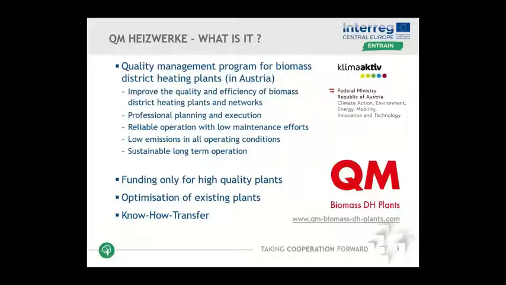This program is funded by or part of the Klimaaktiv series of programs in Austria by the Ministry for Climate Action and Environment and so on. The basic idea is to have funding only given to high quality plants. As Heidrun already said, it's a prerequisite to do this QM system to get funding for biomass district heating plants in Austria, which is a very good situation. Also, the optimization of existing plants is one important point, and know-how transfer, as we do it here, is one of the points from the program management.